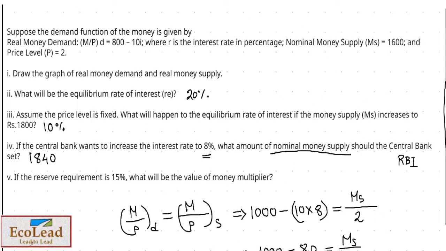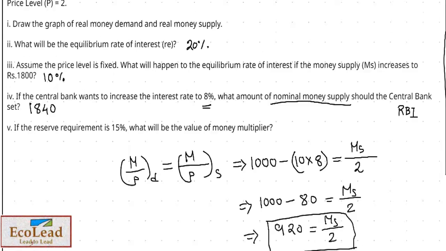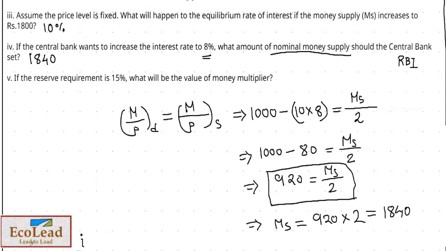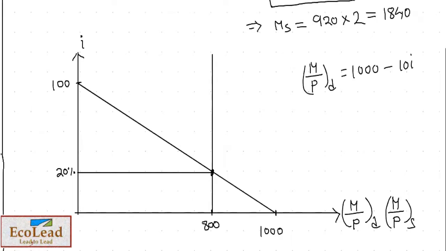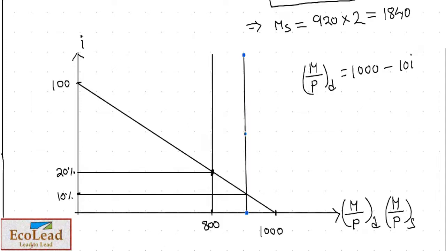Now at the third question, our equilibrium interest rate was 10% and the nominal money supply was 900. So our equilibrium interest rate was 10%, almost half of that, right? So 10%, and the corresponding money supply was here. So it was 900 here.